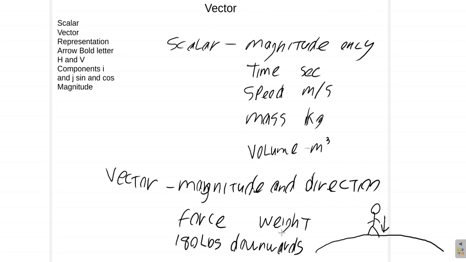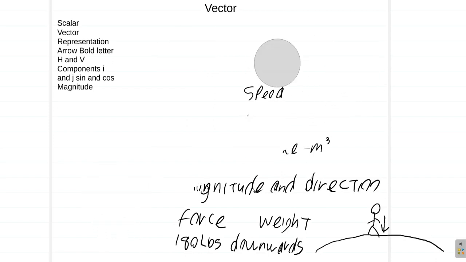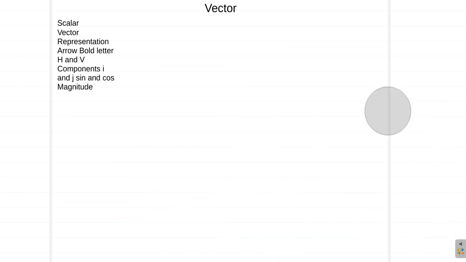So, this is where we left off in the last video. We talked about scalar and vector quantities. Now, we're going to see how you represent the vector. The thing is, since you have both magnitude and direction, you have a certain representation for it.